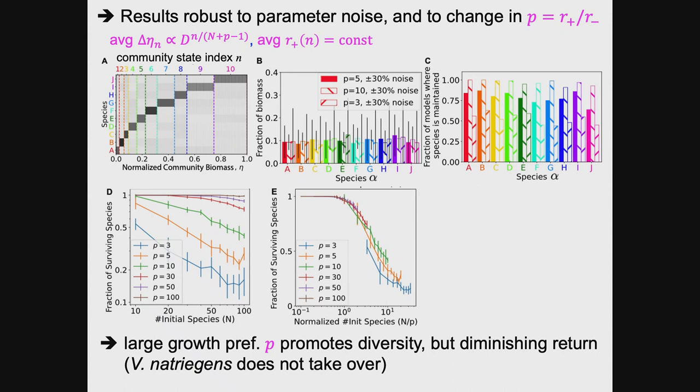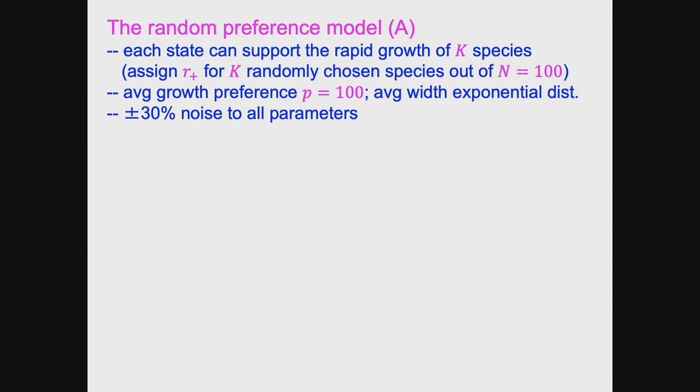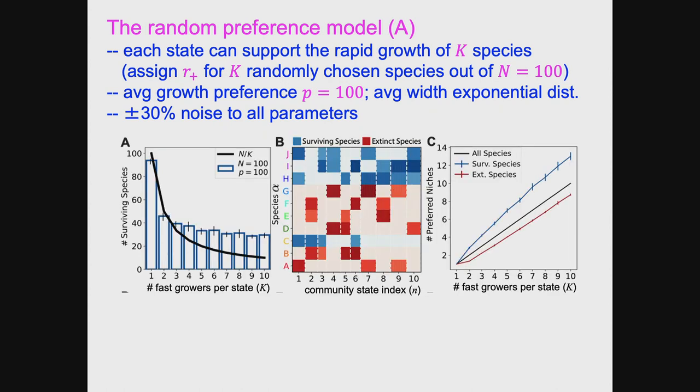So now it's not a single parameter model anymore, so with some noise. And now I'm wrapping up very quickly. We have two different versions of a random preference model. So here's the example: you basically randomly put down stuff. You can imagine doing this two ways. One is that each of these states can support, say, K species. Then you can look at what happens.